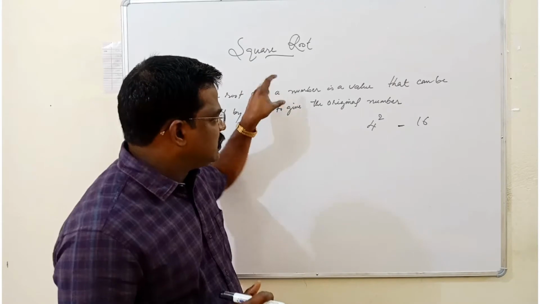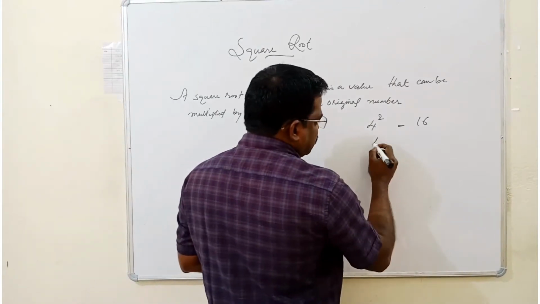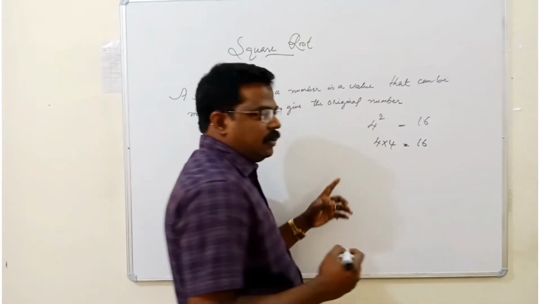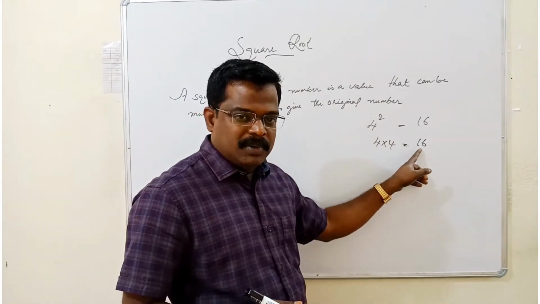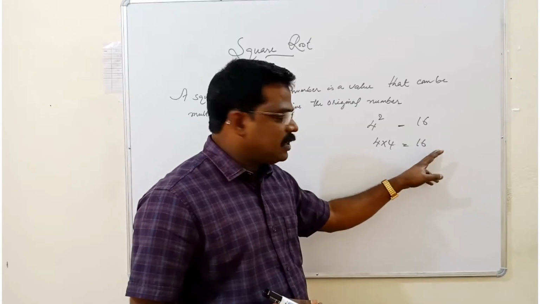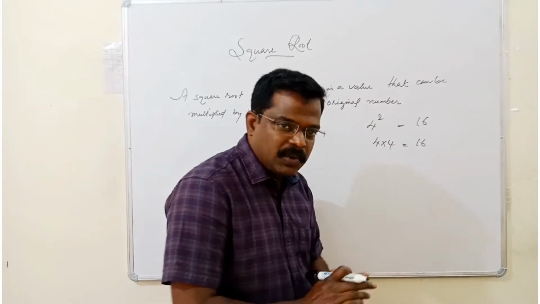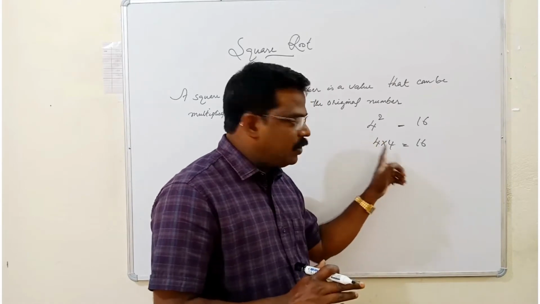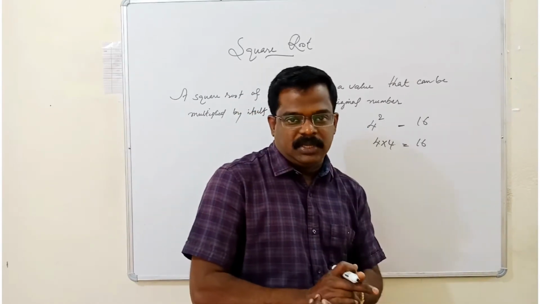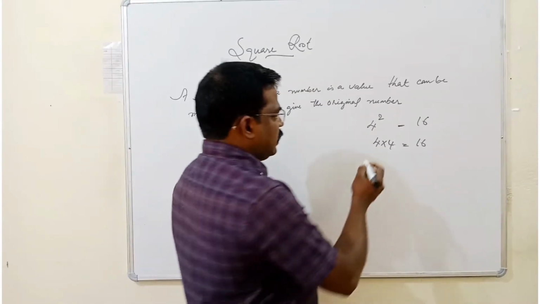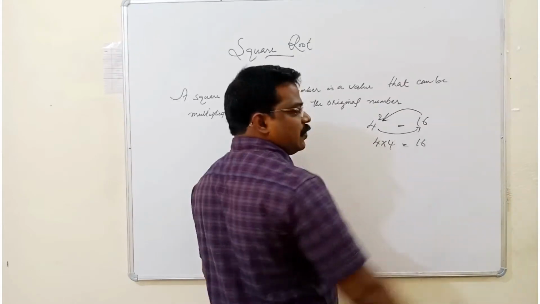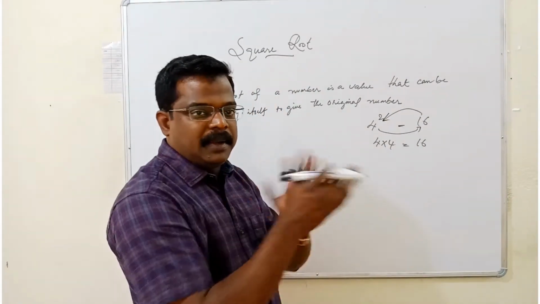Why? As per this definition, we got 16 by multiplying 4 by itself. If we get the number 16 by multiplying another number by itself, then we can say the first number is the square root of this. That means 4 into 4 is 16, then 4 is the square root of 16. So there is a connection: the square of 4 is 16 and the square root of 16 is 4. They are related to each other.